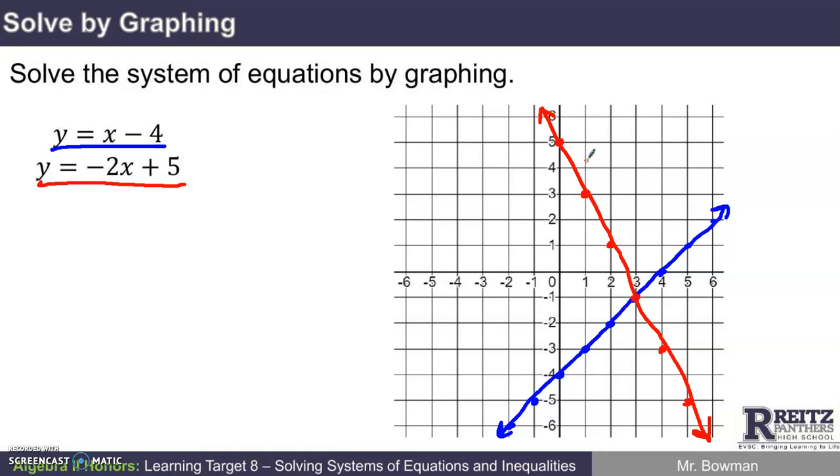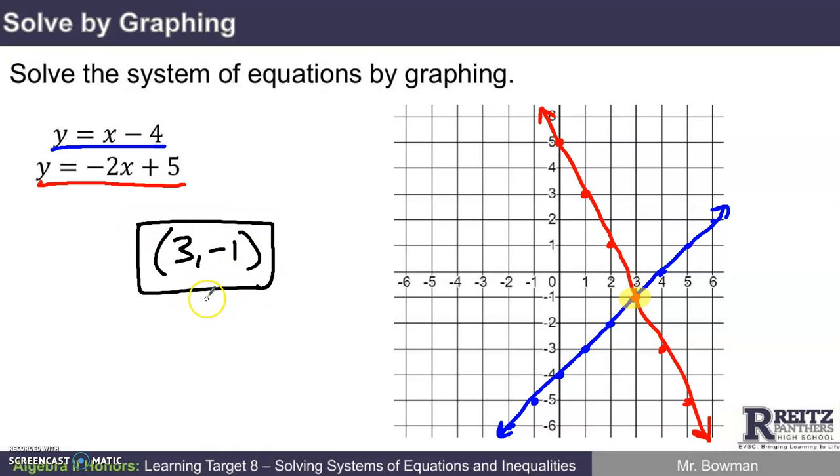So if the solution to the system of equations is any ordered pair that solves both of them, and if a line graph shows you every ordered pair that solves each individual equation, what's the ordered pair that solves them both? Yeah, it's this one right here, right? What is that ordered pair? That's the ordered pair x is 3 and y is negative 1. 3, negative 1 should solve this system.